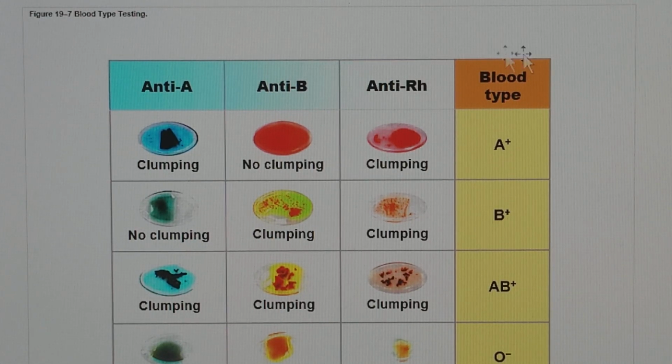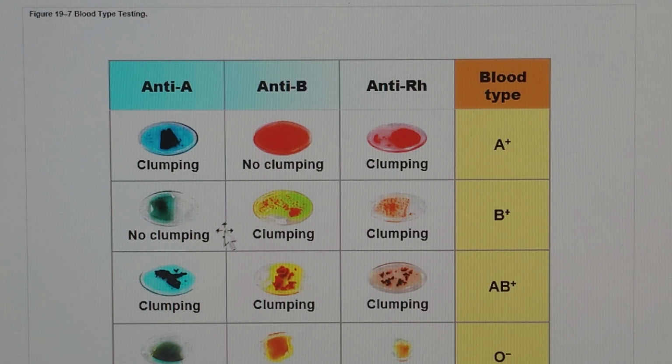So getting back to this, we have the A antigen and the A antibody attacking one another, creating clumping. There's no attacking going on as far as the B, and the anti-RH did attack. Therefore, we have positive here, and we have a positive here. So we call this a positive blood type.